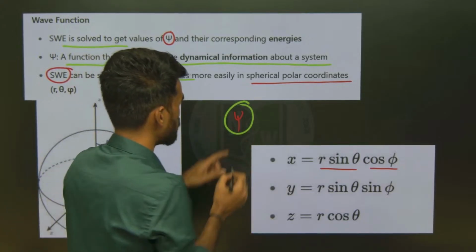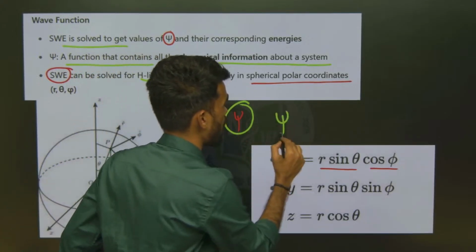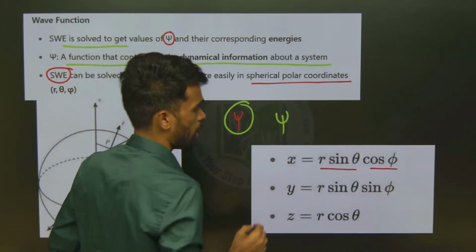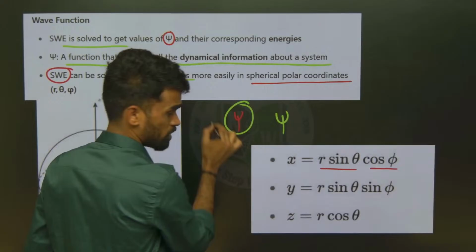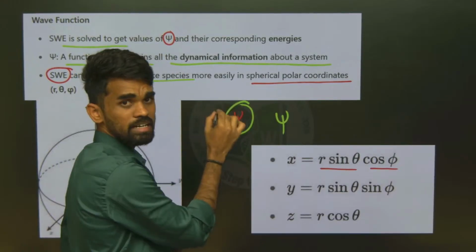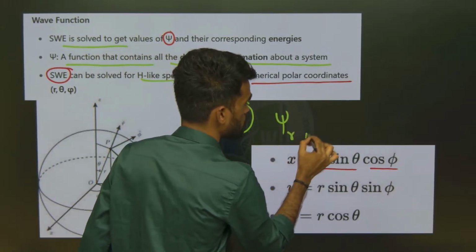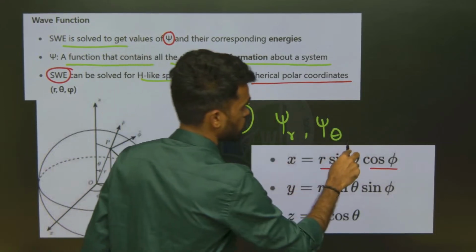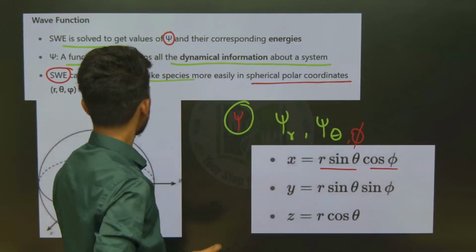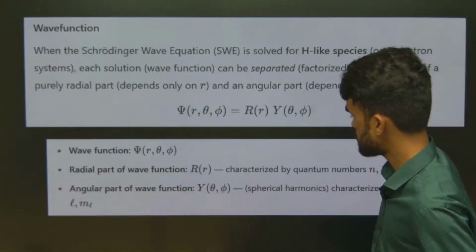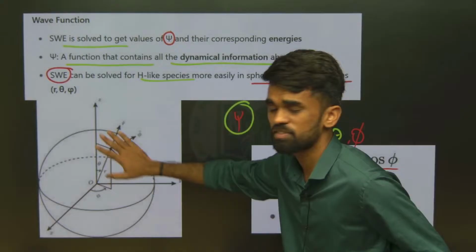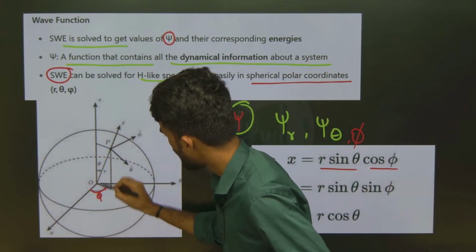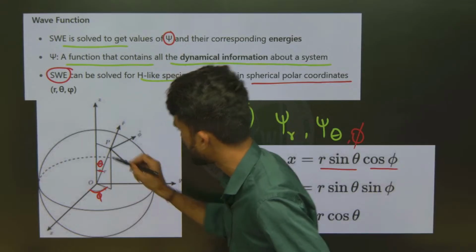Now the wave function will have two parts: one is called the radial part, and another is called the angular part. So this psi contains a radial part and an angular part. I will be showing you this. This is the consideration of spherical coordinates. It contains one phi part here, one theta part, and one radial part.